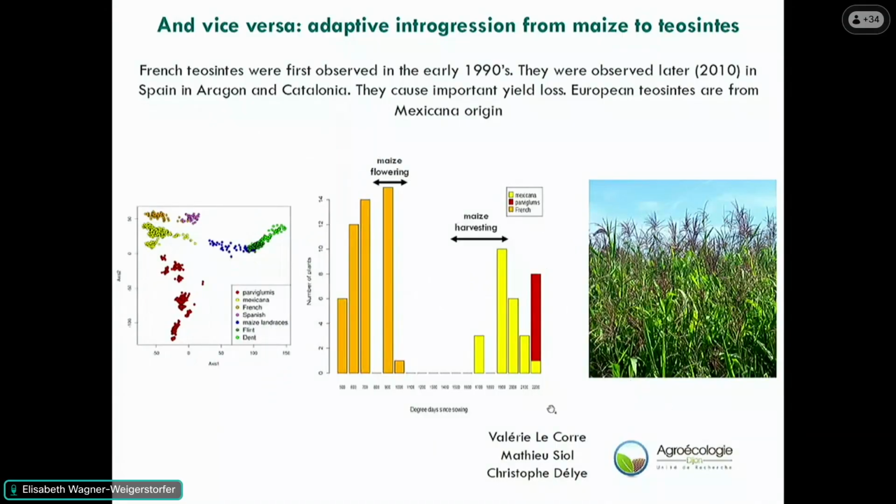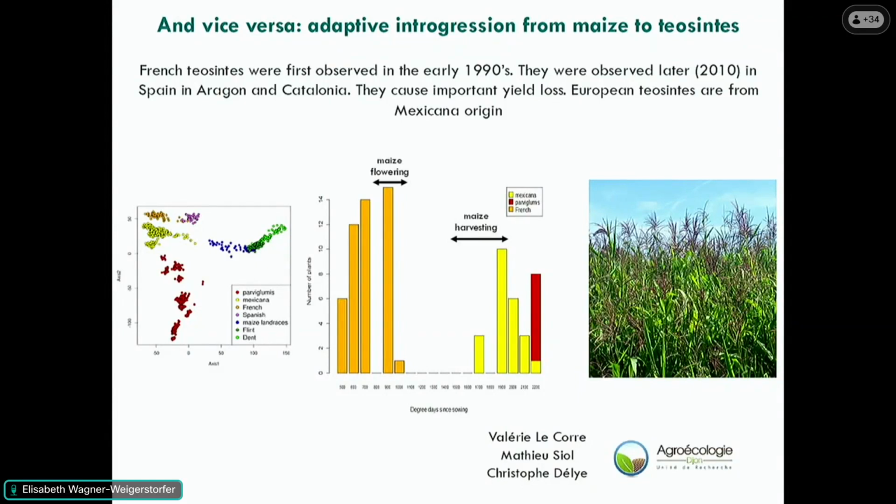So this work has been conducted by the team of Valérie Lecor in agroécologie Dijon with Mathieu Siol and Christophe Dely, and I was just a collaborator in this project. So this project is about the French Teosantes that were first observed in the early 1990s. Teosantes have always been known as endemic to Mexico. They were only found in Mexico. But it turns out in the 1990s, people started to observe teosanthes in France, and they were later observed in Spain, in the provinces of Aragon and Catalonia, where they cause important yield loss.